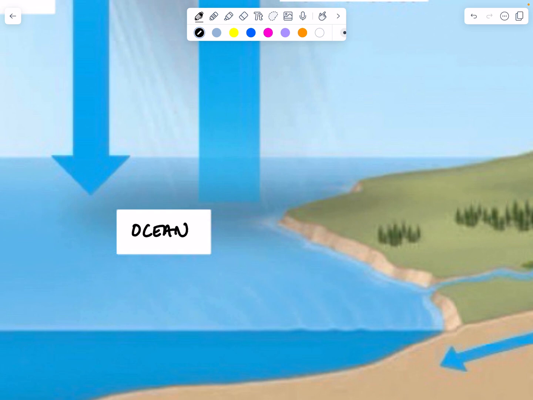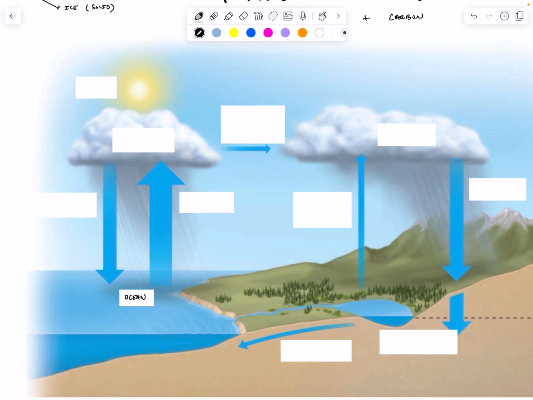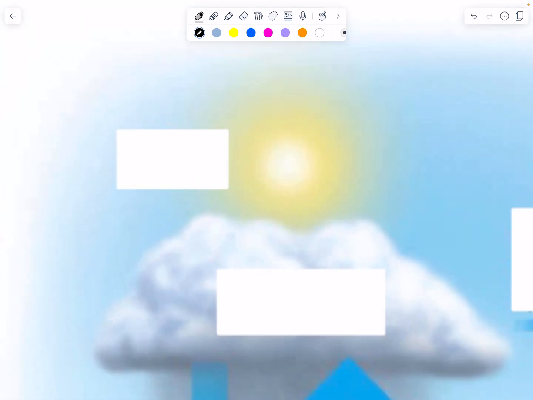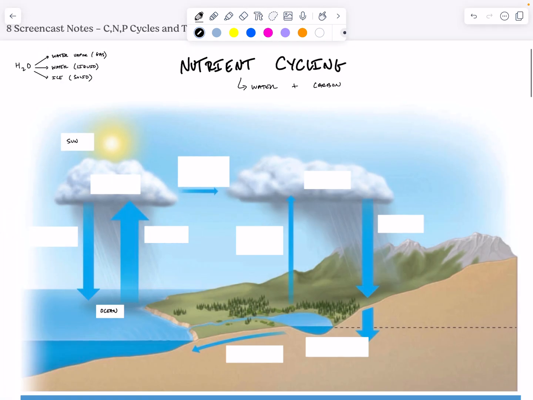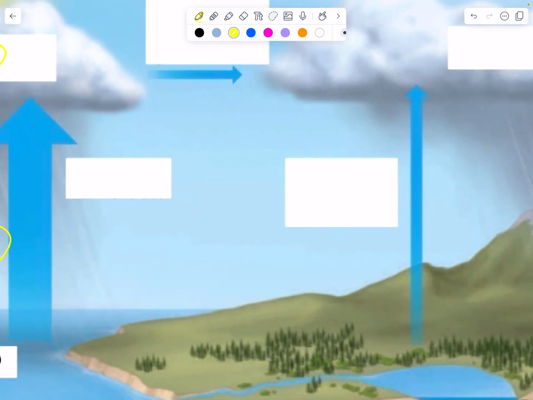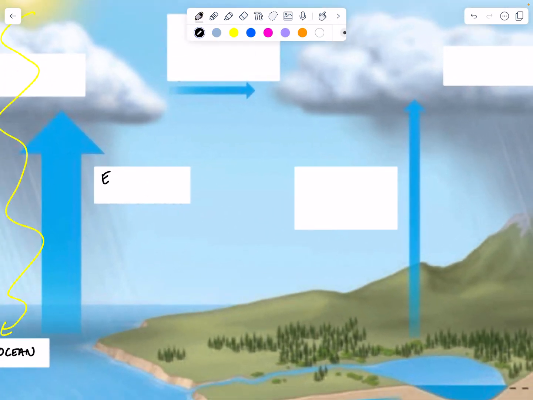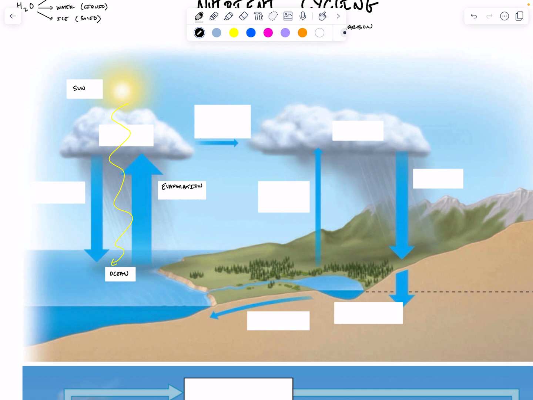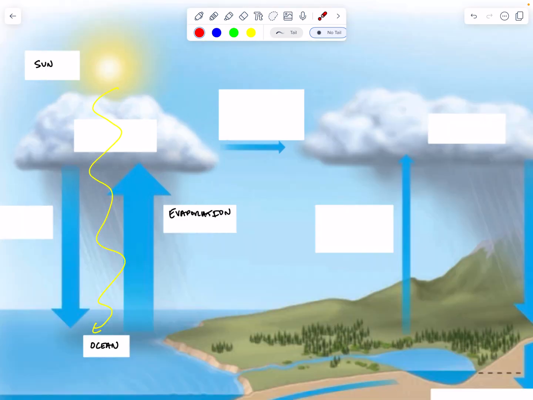The ocean contains a lot of liquid water. Now, the ocean plus the input of energy from the sun means that the sun's electromagnetic radiation is going to strike the surface of the water, and this ocean is going to experience evaporation. Evaporation is when liquid water turns into a gas, water vapor, and it's going to rise. So this is ocean evaporation, and up in the air, we have a cloud.